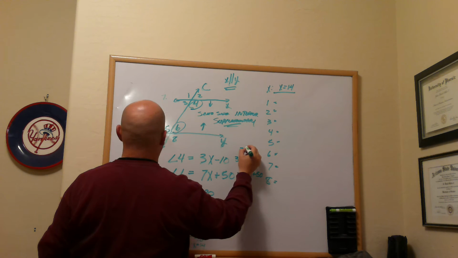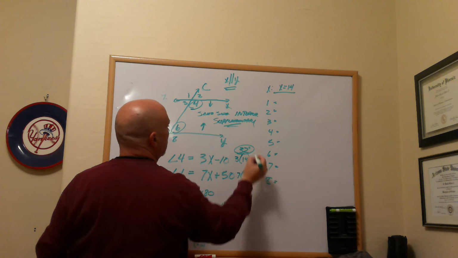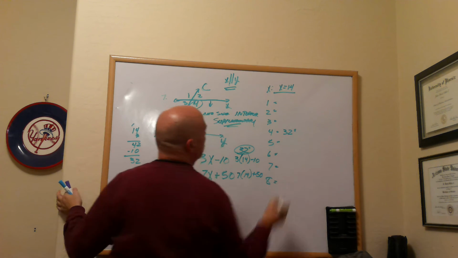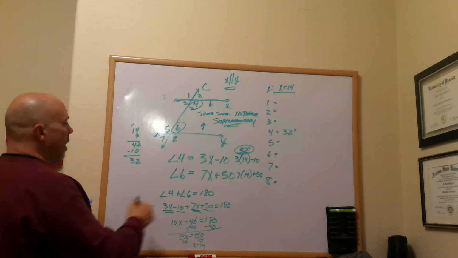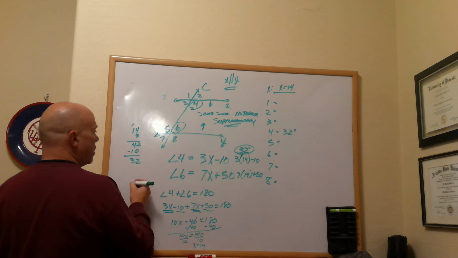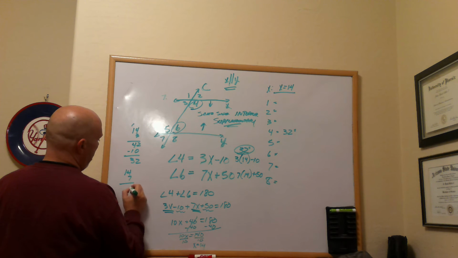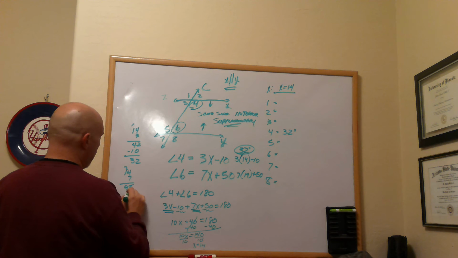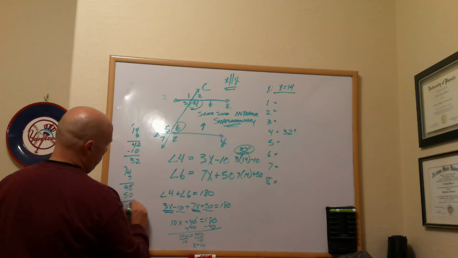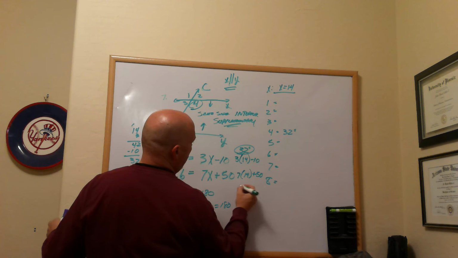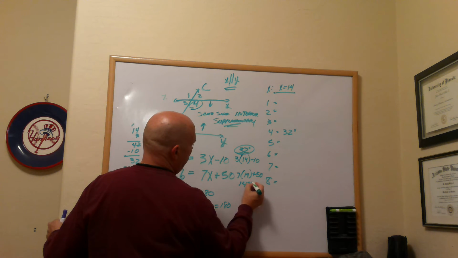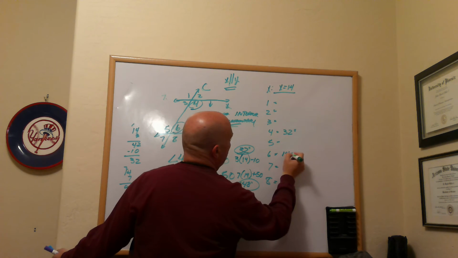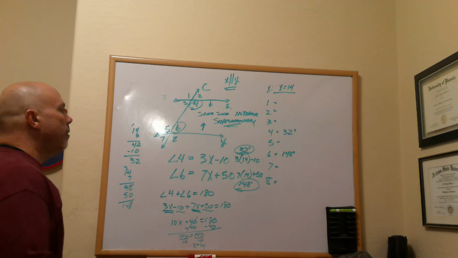I'm just going to write that right here. And then, again, we're looking at angle 4, so I'm going to write 32 degrees right there. Okay? Now I'm going to do angle 6, so I have 7 times 14. That's 98 plus 50. That gives me an angle of 148. So angle 6 has a measure of 148 degrees. Okay, so now I could also move that up there. Okay, so now I solved that.